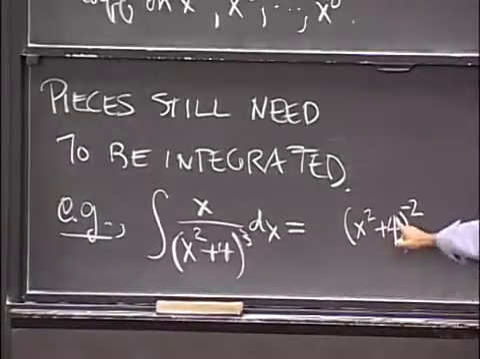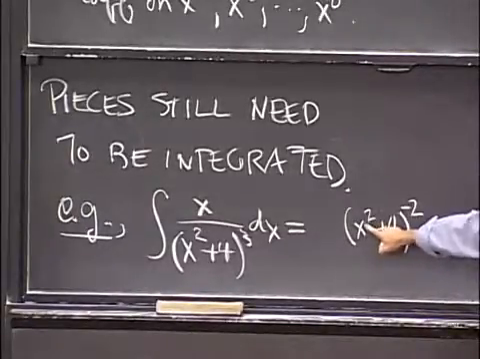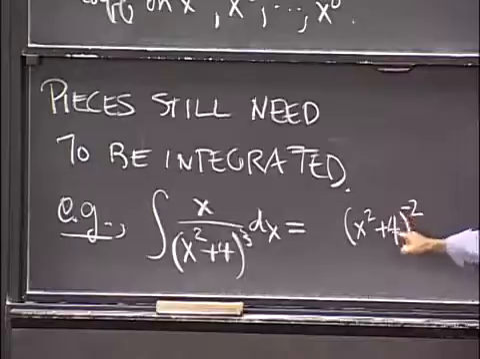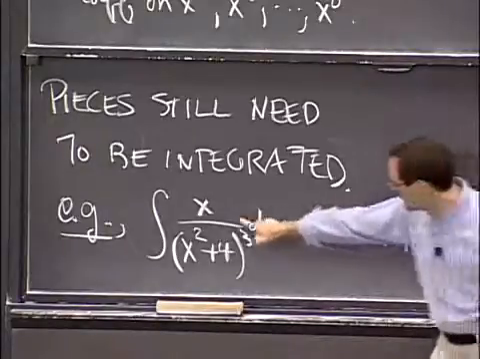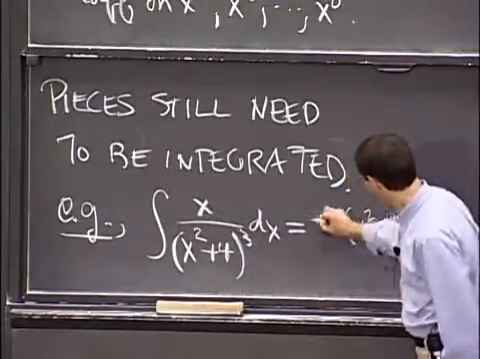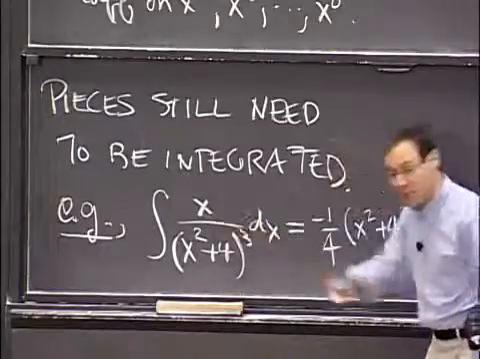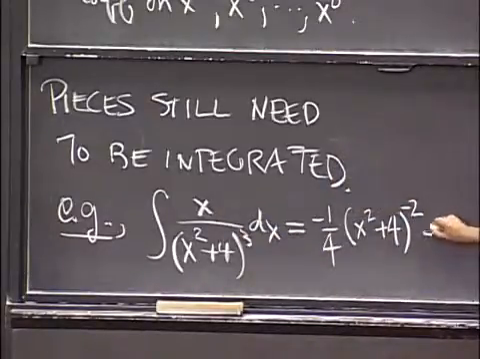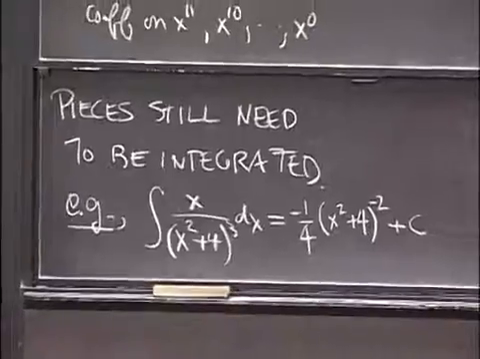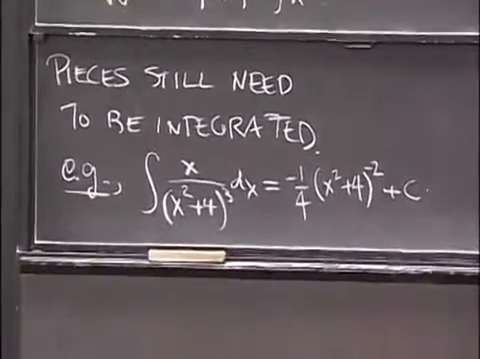And now we're going to fix that, because if you differentiate it, you get 2x times the -2. That's -4 times x times this. There's an x in the numerator here. So it's -1/4 of that will fix the factor. And here's the answer for that one. All right, so that's one that you can do.